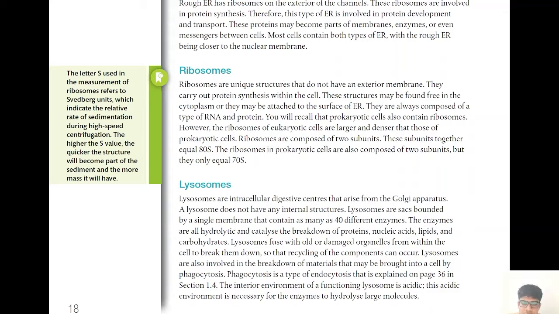Lysosomes fuse with old or damaged organelles from within the cell to break them down so that recycling of the components can occur. Lysosomes are also involved in the breakdown of materials that may be brought into a cell by phagocytosis. Phagocytosis is a type of endocytosis that is explained on page 36 in section 1.4, which we will read. The interior environment of the functional lysosome is acidic. This acidic environment is necessary for enzymes to hydrolyze large molecules.